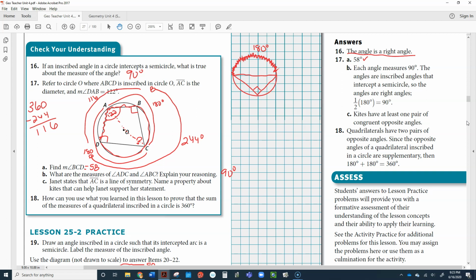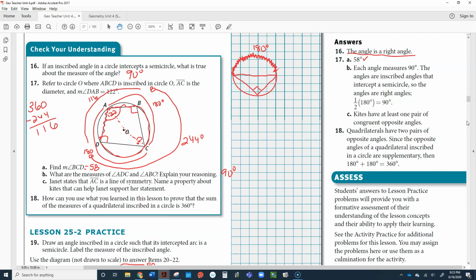Janet states that AC is a line of symmetry. Name a property about kites that helps Janet support their statement. So remember, kites have at least one pair of congruent opposite angles. So we see that these are congruent. They're both 90. So that's a property of kites. So that should be a line of symmetry then, because these two legs are the same. These two legs are the same. We've got that reflexive line, so that's two congruent triangles.